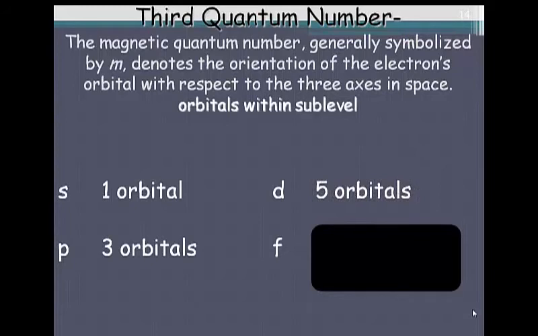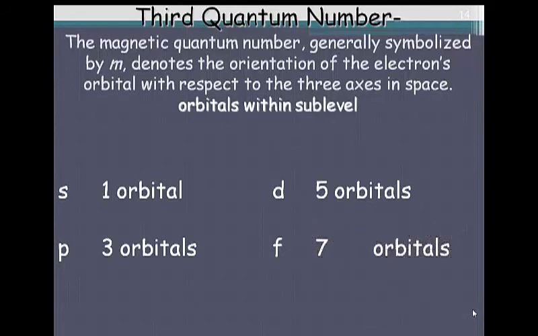In the D orbital, or the D sublevel, there's 5 orbitals. Again, each holding 2, potentially holding a total or maximum number of 10 electrons. In the F sublevel, we have 7 orbitals, holding a total, maximum total, of 14 electrons.